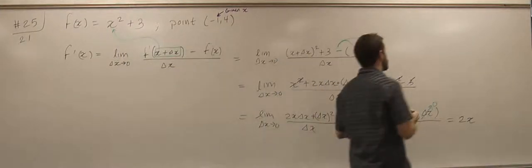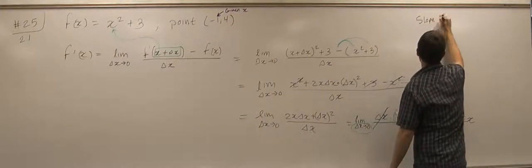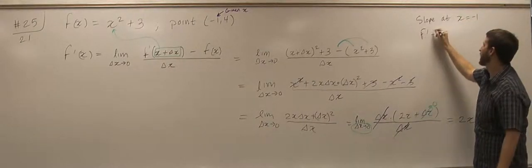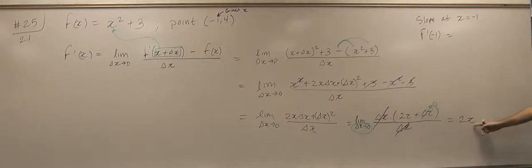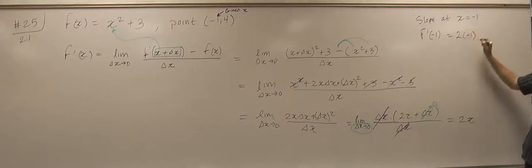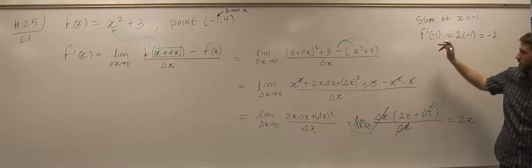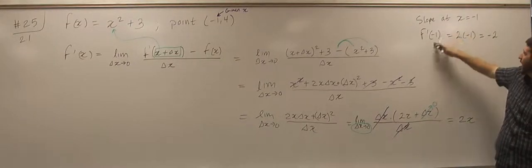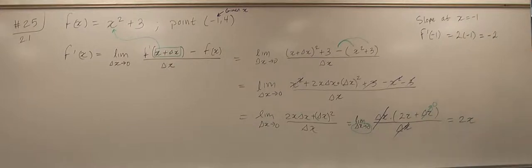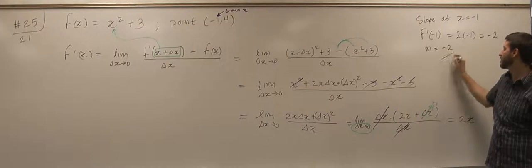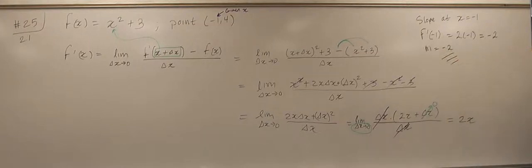So then I can calculate the slope at x equals negative 1 by doing f prime of negative 1. So plug negative 1 into here. 2 times negative 1 equals negative 2. Okay. So this is the slope of my function, the slope of my tangent line at x equals negative 1. But that's still not everything, because it asks for the equation of the tangent line.